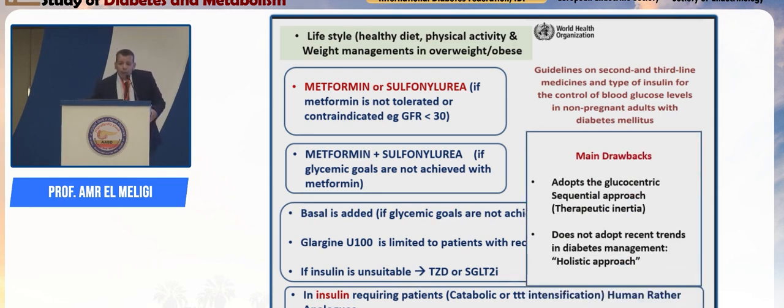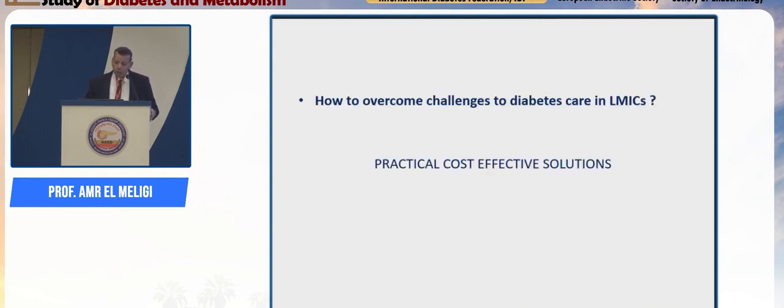What are the main drawbacks of the WHO management algorithm? It adopts a glucocentric approach, and so many patients remain hyperglycemic, due to therapeutic inertia, and this exposes them to increased risk of complications. Also, these guidelines do not adopt recent trends in diabetes management, such as initial combination therapy, recent drugs, and a holistic approach. The process is glucocentric management.